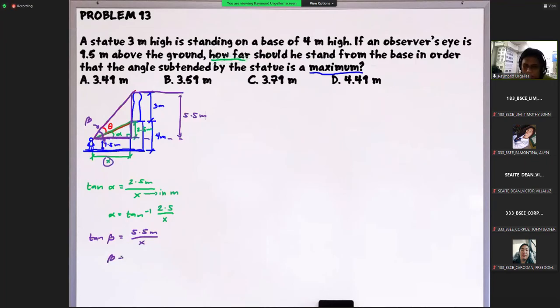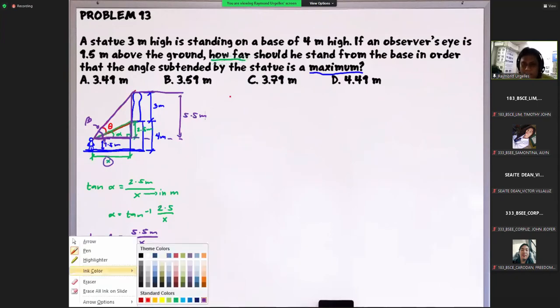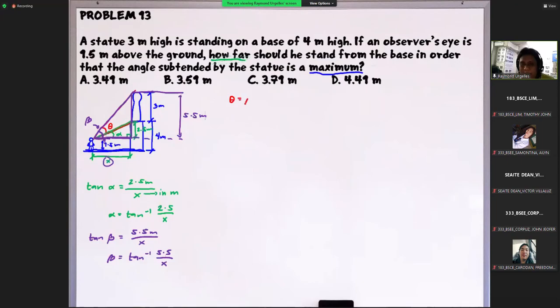So therefore beta is equal to arctan of 5.5 divided by x. So since we already defined yung x natin to be in meters, pwedeng tanggalin na natin yung unit dito. So automatically yung x natin will be in meters. And base dun sa figure natin, saan equal si theta? Theta is simply equal to beta minus alpha.